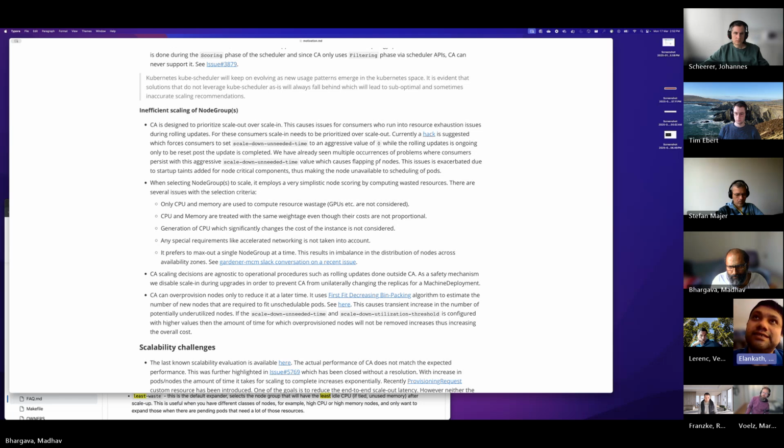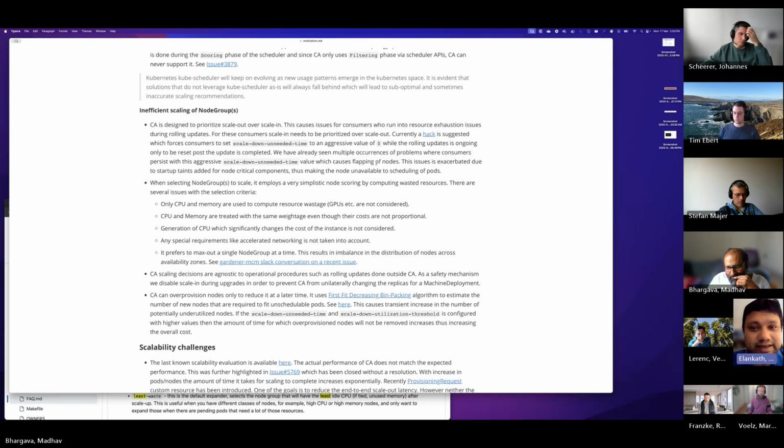What can happen is that scale in can be deferred to a very long extent, and this causes resource exhausted problems, especially when you're doing a rolling update. And so some consumers like HANA, who have limited capacity, need to prioritize scale in first over scale out. And they have a bunch of hacks implemented because of the behavior of the CA.